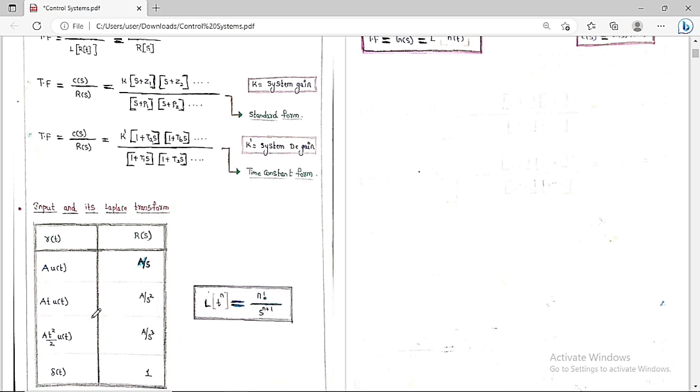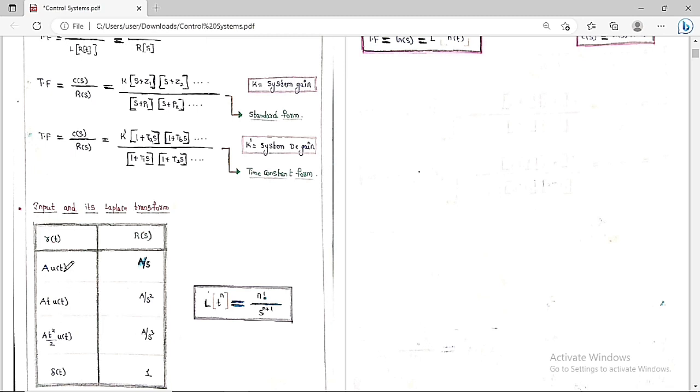Based on this formula, we get the Laplace transform of all these signals. So A·u(t) has Laplace transform A/s, A·t·u(t) has Laplace transform A/s², (A/2)·t²·u(t) has Laplace transform A/s³, and δ(t) has Laplace transform 1. These are the signals we always use in control systems. So this is called the step signal, this is the ramp signal, this is the parabolic signal, and this is the impulse signal. Always keep these in mind.